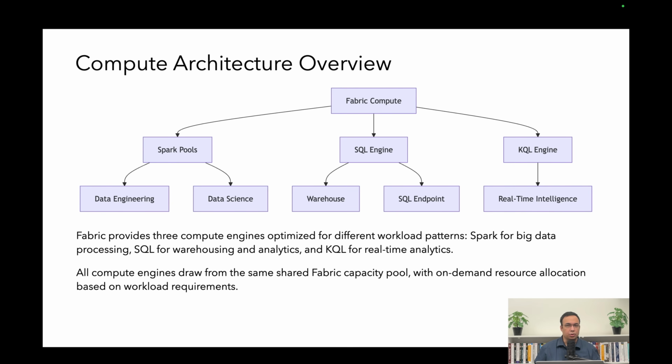When you run a Spark job, Fabric provisions compute resources for that job. When the job completes, those resources are released back to the pool and become available for other workloads. Same thing for SQL and KQL based scenarios. This on-demand model should optimize resource utilization because you're not paying for idle dedicated compute sitting around just waiting for it to be used.